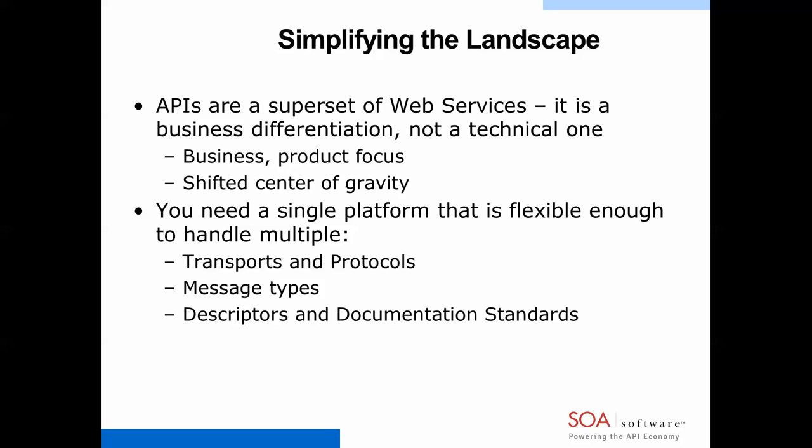So I think that APIs has brought about a shifted center of gravity when it comes to the actual API definition, and that lowers the overall cost of maintaining that API. You also need a single platform, of course, that's flexible enough to handle multiple transports and protocols, message types, descriptors, and documentation standards. It's very, very easy to get locked down into a particular platform, and then as technology evolves, you buy another platform. And as technology evolves a little further, you buy a third platform.